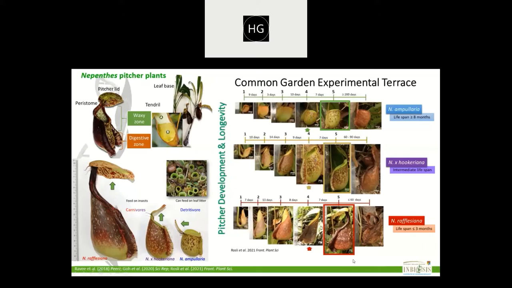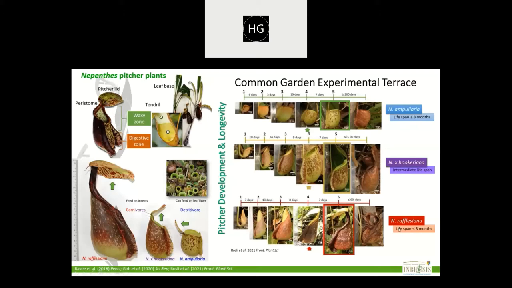Then for the metabolomic, we choose one week after opening so that the pitcher is fully mature. And we observe the lifespan is also intermediate for the hybrid. You can see the lifespan for ampullaria, which is on the ground, lasts longer than the true carnivore Rafflesiana, which has less than 3 months only before senescence.